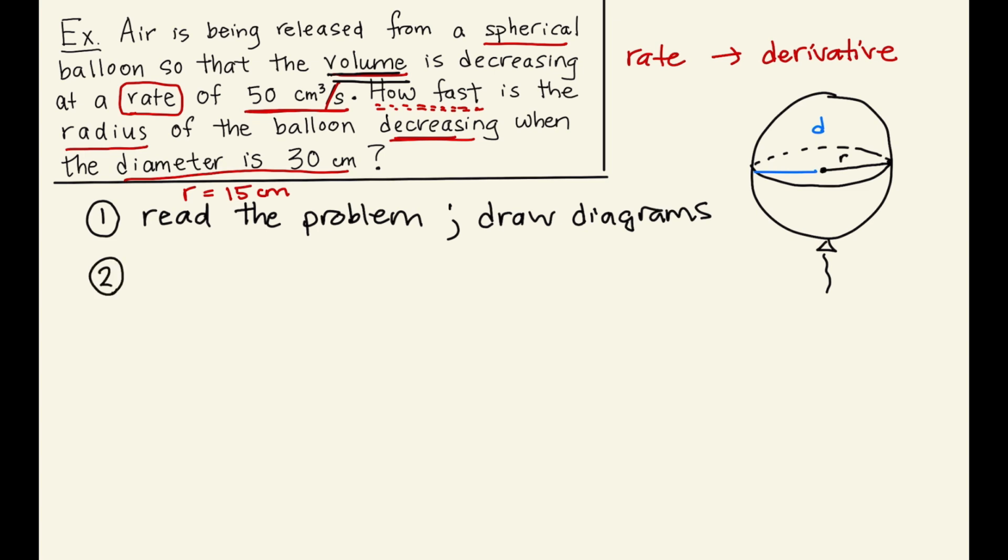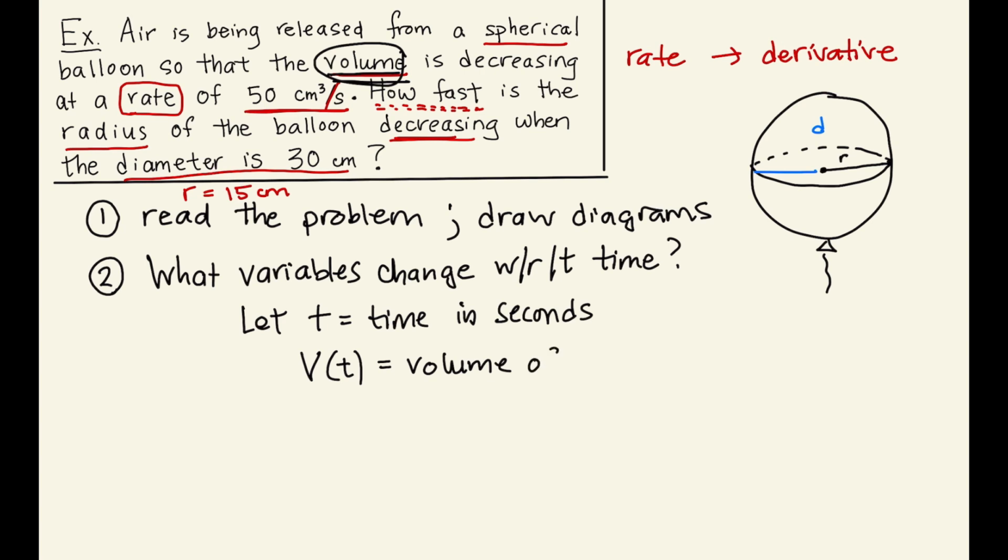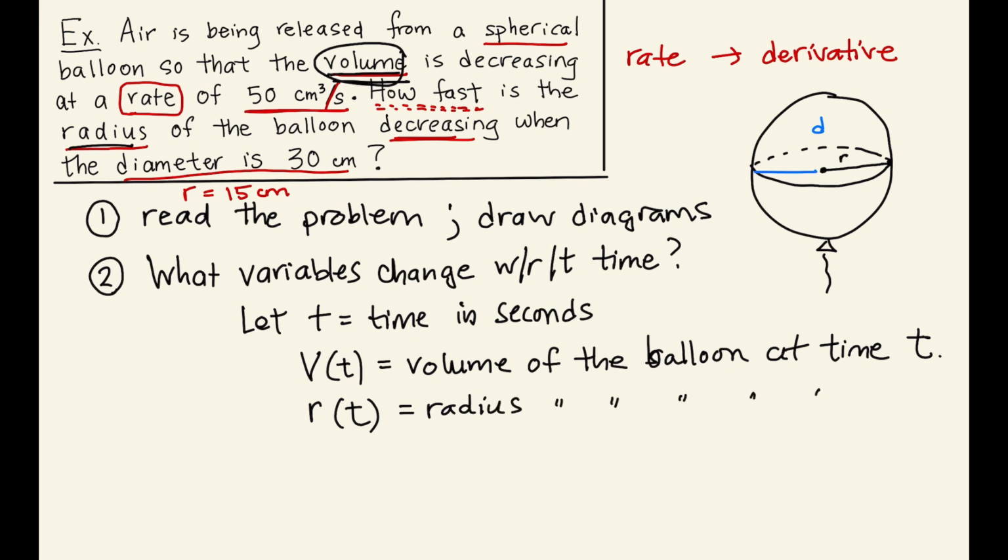The second step I would recommend is that you ask yourself what variables change with respect to time. In this case, I'm going to let t be equal to the time in seconds. Volume was mentioned here, so I'm going to let V of t be equal to the volume of the spherical balloon at time t. Another thing mentioned is the radius, so I'm going to let r of t be equal to the radius of the balloon at time t.